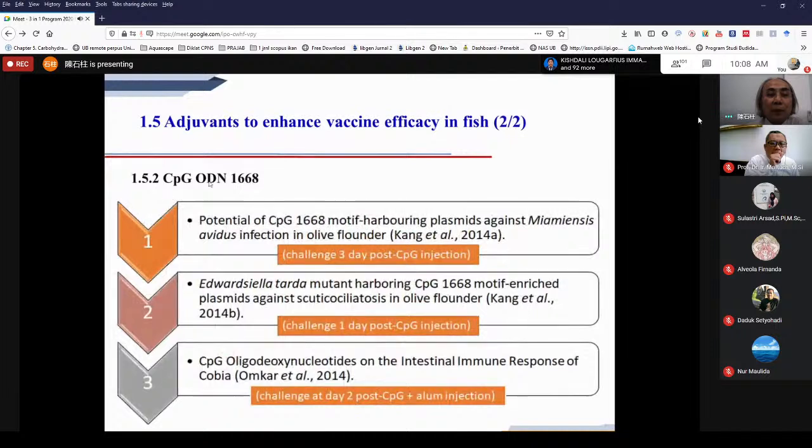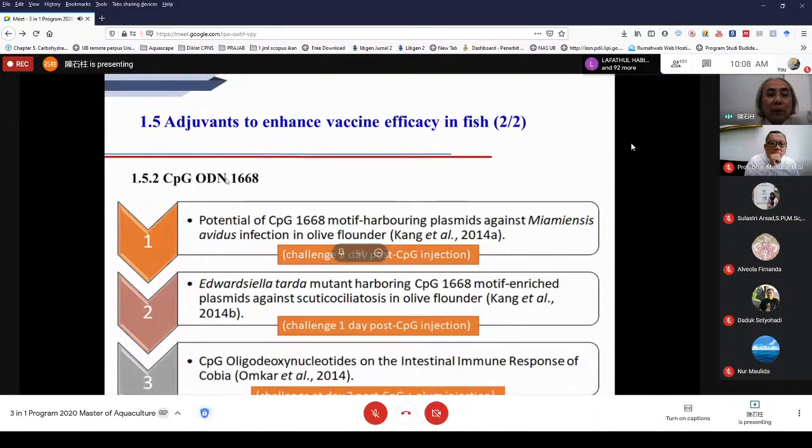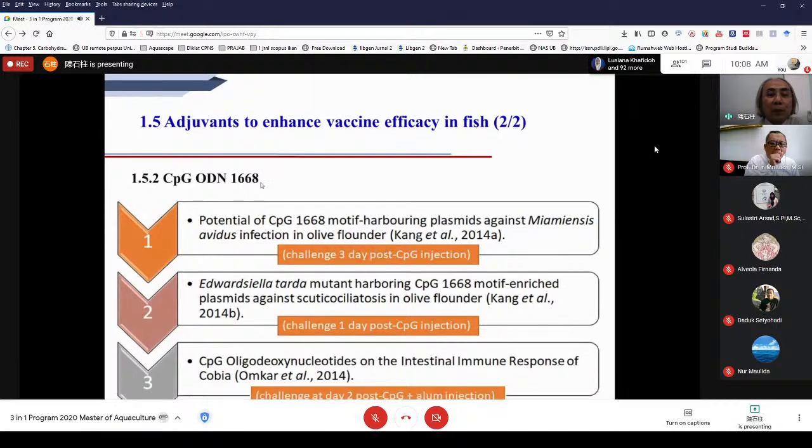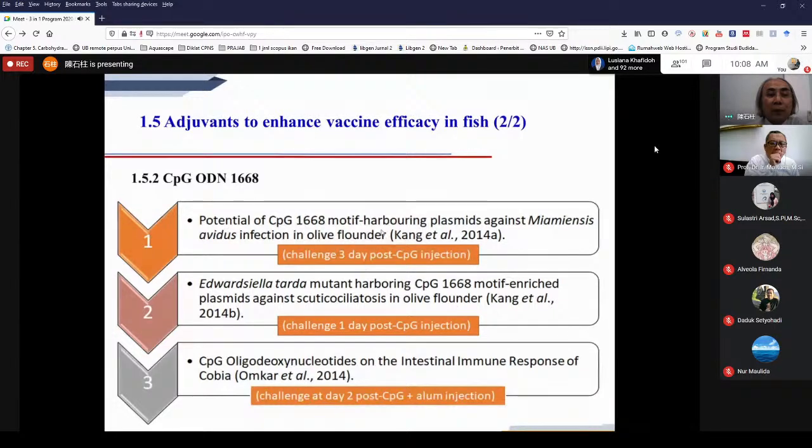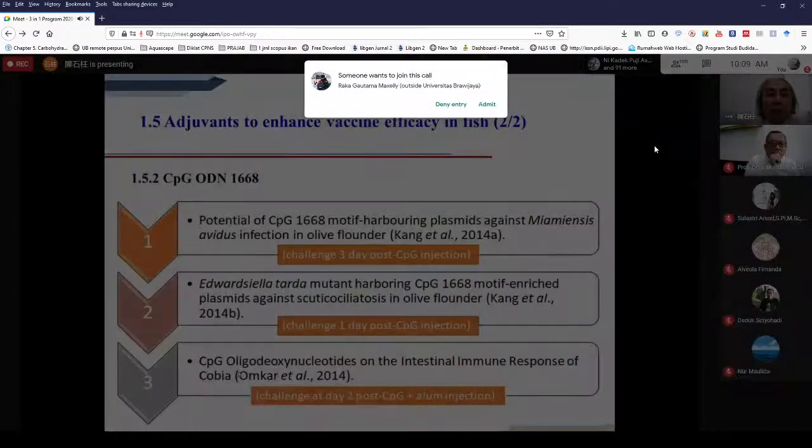The second one is what we call the DNA adjuvant. CpG ODN is a fragment of nucleotide. This specific nucleotide sequence we call a motif. Harboring the plasmid can protect against some disease infections, or against different pathogens like Vibrio and Edwardsiella tarda. This adjuvant can enhance the intestine immune response in cobia too. Cobia is one of the fast-growing fish species in cage culture.